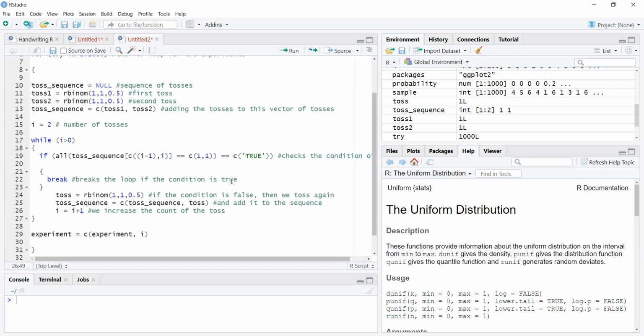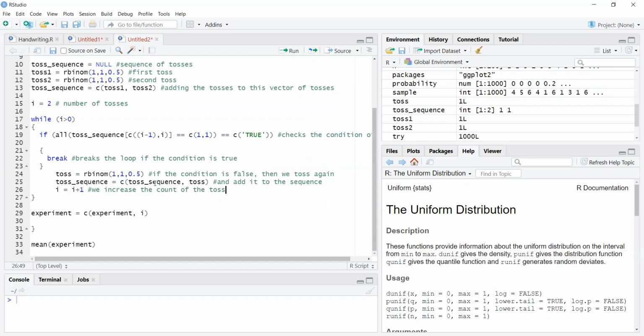Why? Because in the toss sequence we have to choose the last and the pre-last, just the one before the last. That is done by i, so we need to keep track of that. And again we come back to the loop. We check the third toss and second toss, now i is equal to 3, whether they are heads and heads or not. If it's not, it continues until it stops.